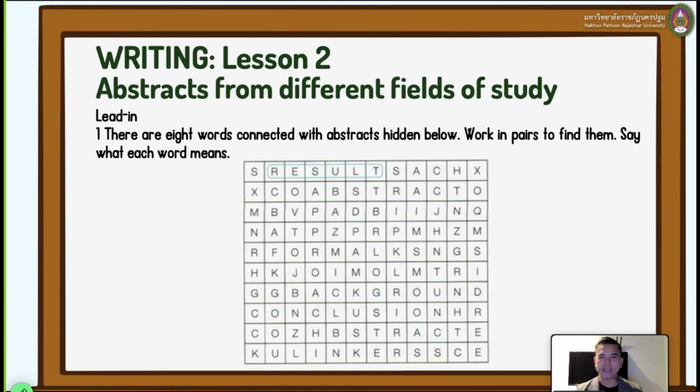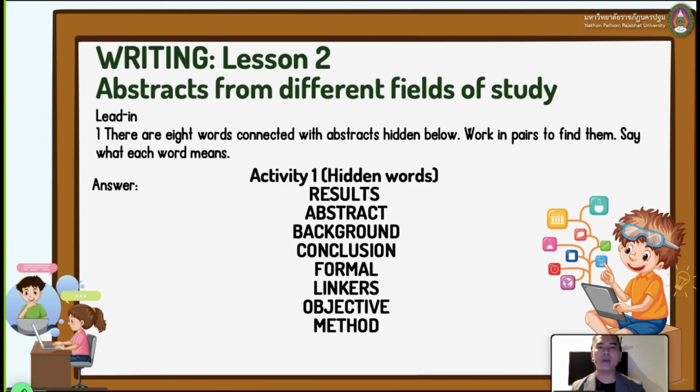Let's go to writing. So abstracts from different fields of study. So this time, the end point of this one is to write an abstract for articles. So to start, there are 8 words connected with abstract hidden below. Work in pairs to find them. So see what the words mean, okay? So we have here the results, the abstracts, the background, formal, linkers, objective, and method. All right, so these are the 8 hidden words in the puzzle.